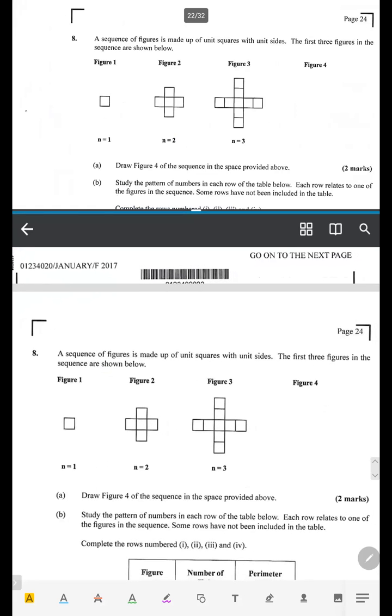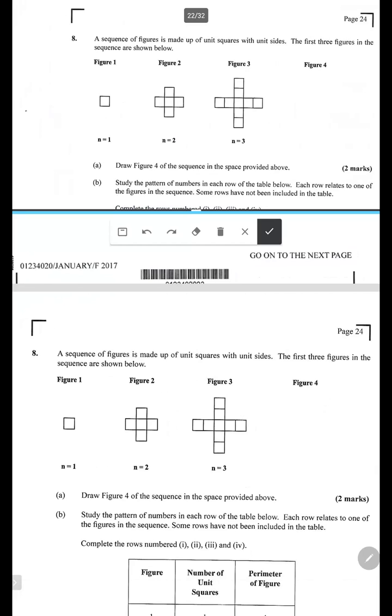All right, so this question says the sequence of figures is made up of unit squares. Unit means each side of the square is one unit. That's what I mean by unit square. So each side of a square is 1 unit. Each side is 1. That's what unit stands for. So it's made up of unit squares with unit side, meaning one unit long.